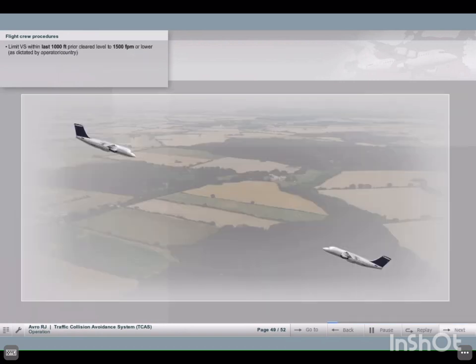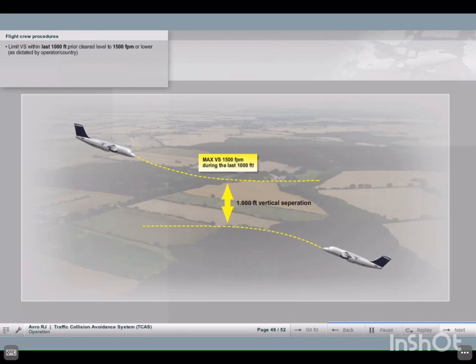An important procedure to avoid nuisance RAs or TAs is to limit vertical speed within the last 1,000 feet from the cleared flight level or altitude. The maximum allowed vertical speed in those cases differs by operator and country, but is generally at or below 1,500 feet per minute.